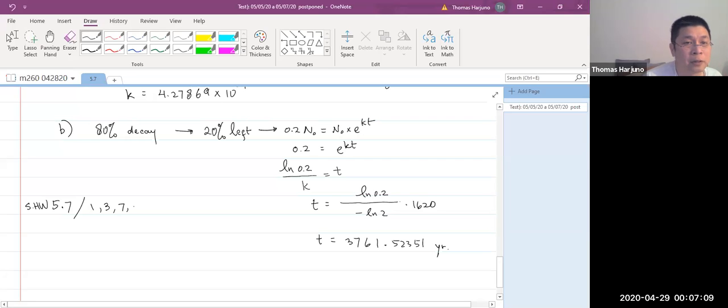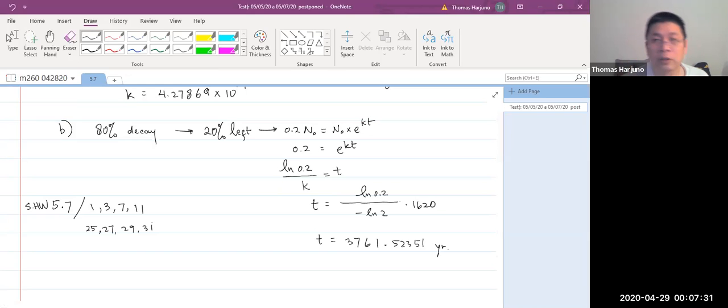Number 11, I think that's enough for the growth. How about for decay? For the decay, numbers 25, 27, 29, 31 I think should be good enough. Okay. By the way, a bit more about decaying.